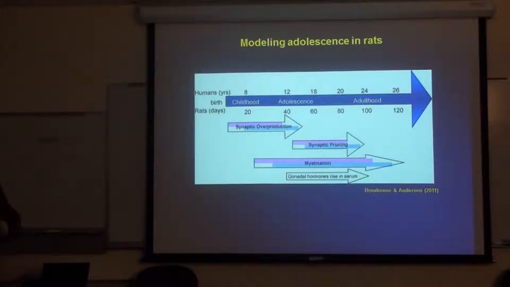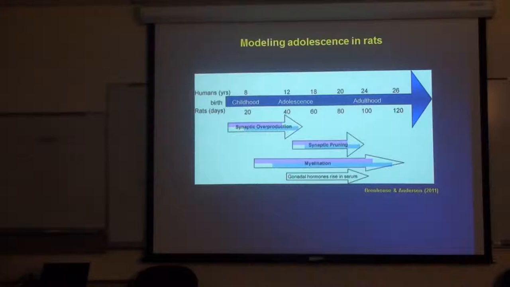Adolescence in humans is generally considered to be somewhere around 11 to 12 years old and continues until probably the very late teens, and most people think that it probably continues up through the middle 20s. But this is, of course, a continuum, and it's hard to say exactly when adolescence begins and ends. But certainly there's lots of things going on in the brain during this time period.